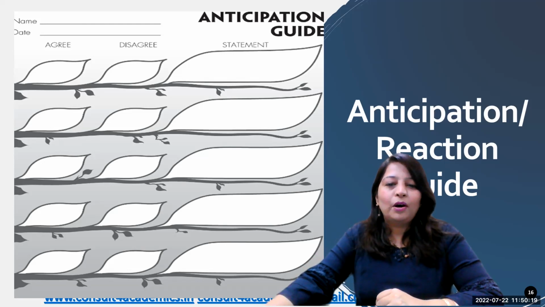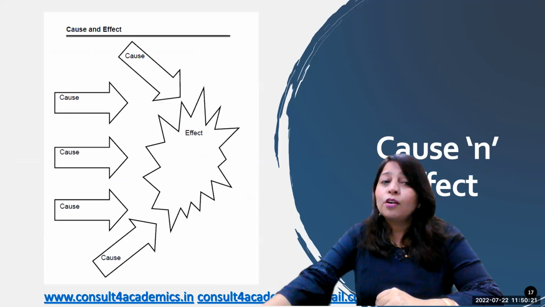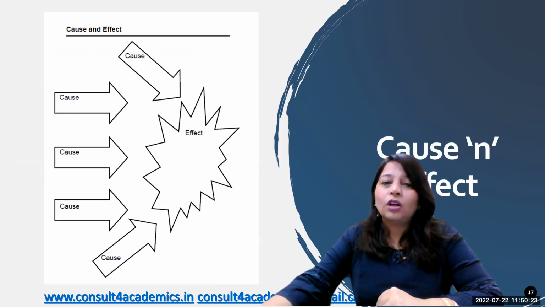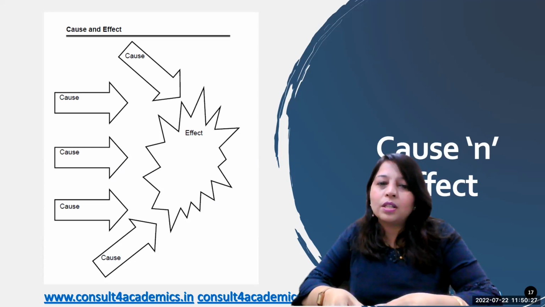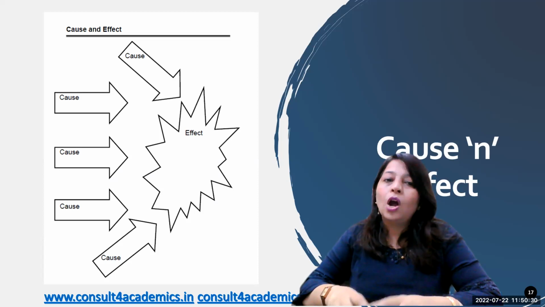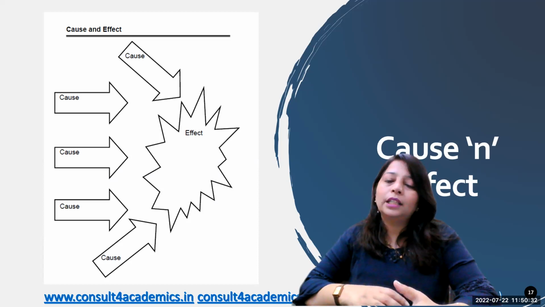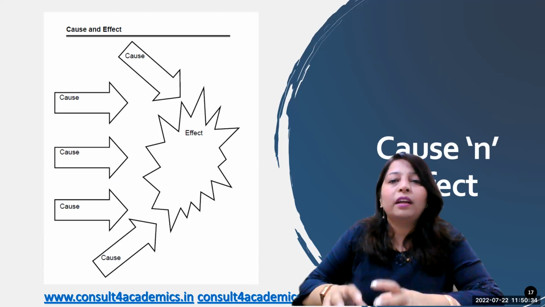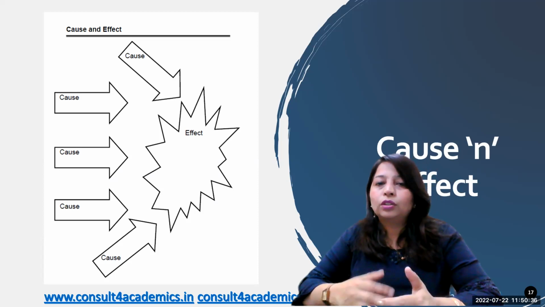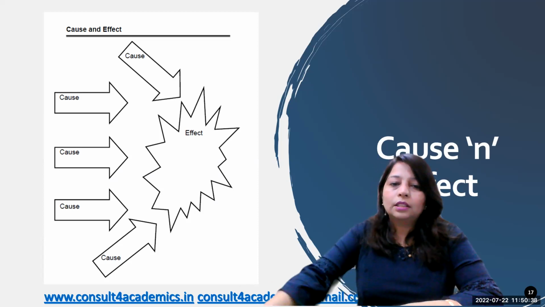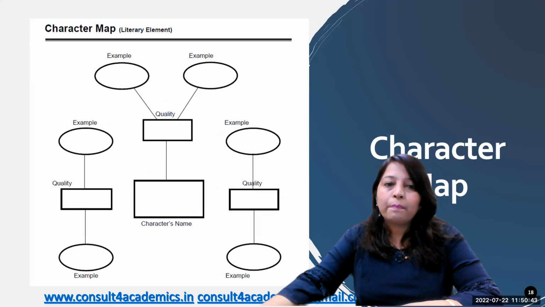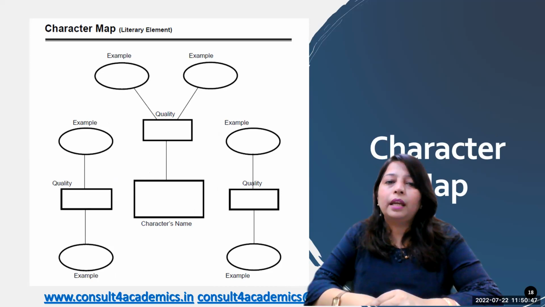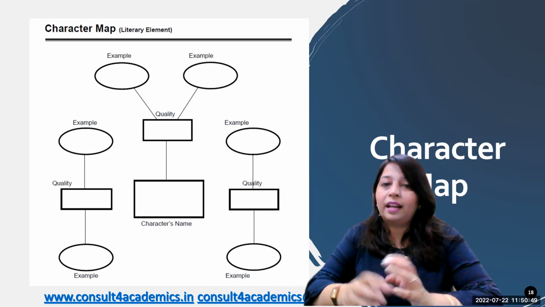Now, moving ahead, cause and effect. With cause and effect, the children should be able to cite the causes of a particular effect, okay? Or from the causes, they should be able to generalize what effects can be there because of these kinds of causes. So this is cause and effect, a graphic organizer. This is the character map. You can share it with your students. They will be able to make a character map, a character sketch.